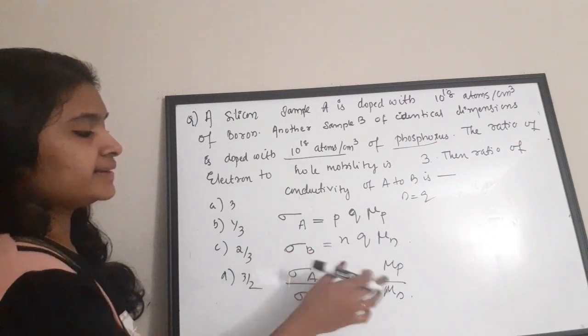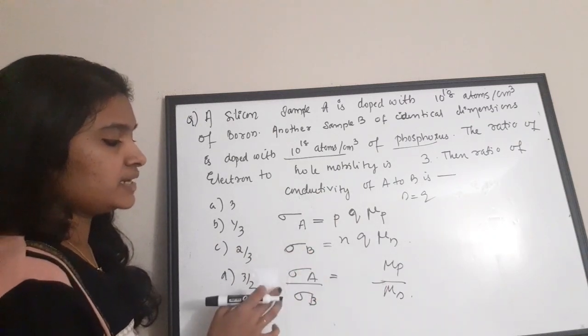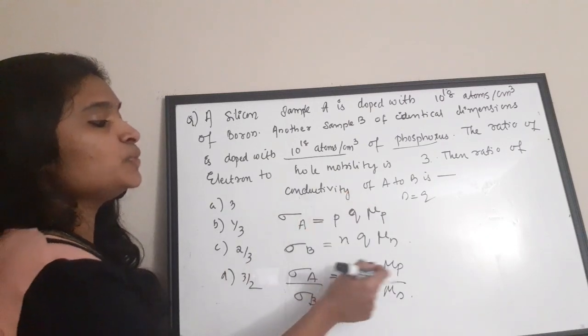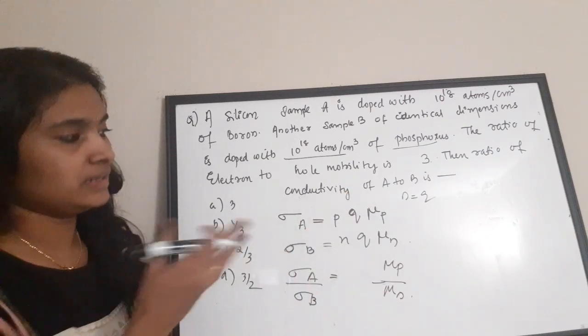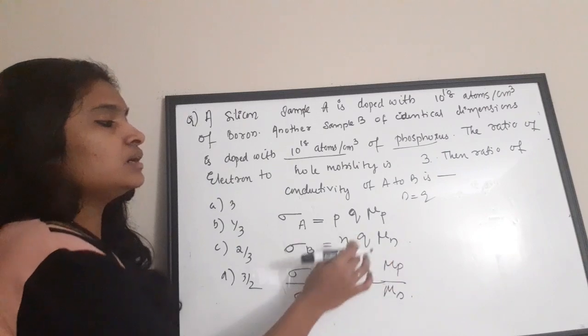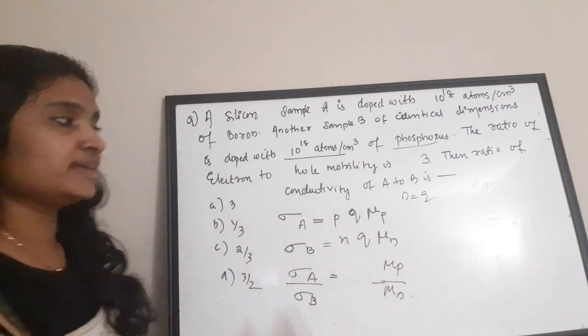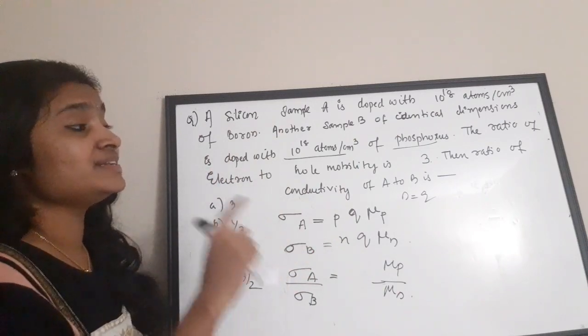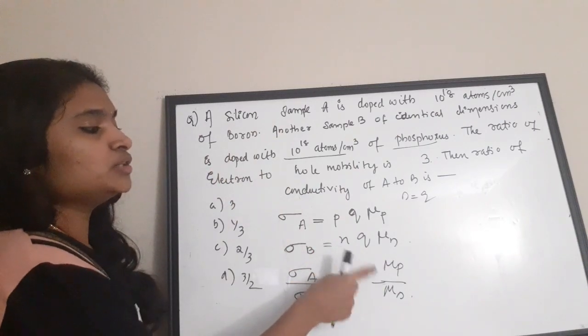So we get the ratio of conductivities, sigma A by sigma B, that is the conductivity of A to B, as mu p by mu n, that is the mobility of holes to the mobility of electrons. And it is given in the question that the ratio of electron to hole mobility is 3. So this is hole to electron mobility.